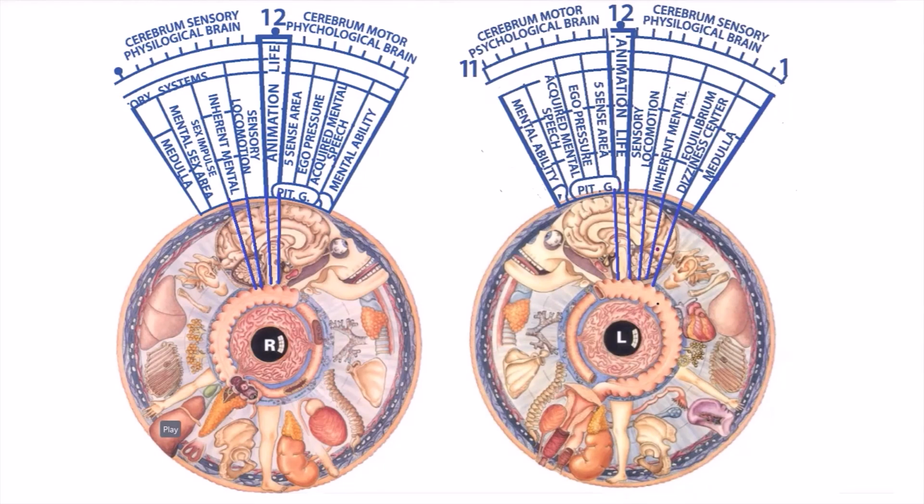The most important keyword I would say for this center is equilibrium. All right, and then we're going to move on to the mental sex area, sex impulse. I refer to it as the sexuality brain zone.